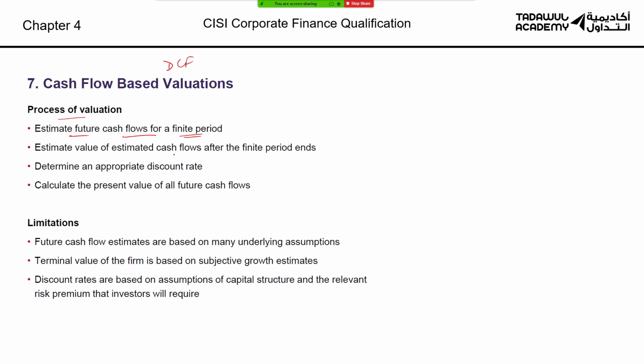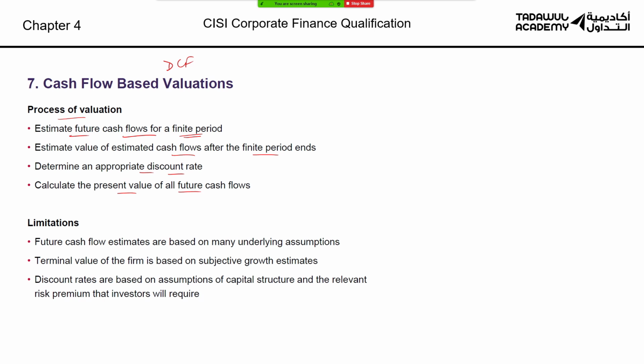Estimate the value of the cash flows after the finite period ends. This is what we call the terminal value. So at the end of the 5 years, what do you think the value of the company would be? Determine an appropriate discount rate. That's a big assumption right there. So the expected return, whatever that is. Calculate the present value based on all of these cash flows.